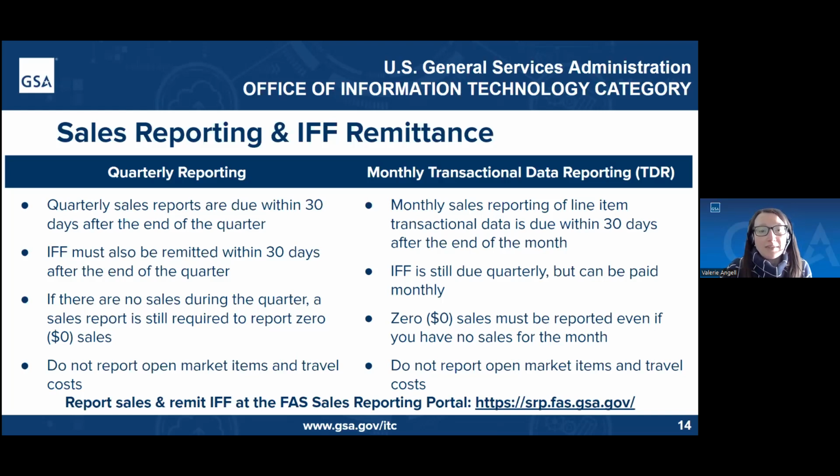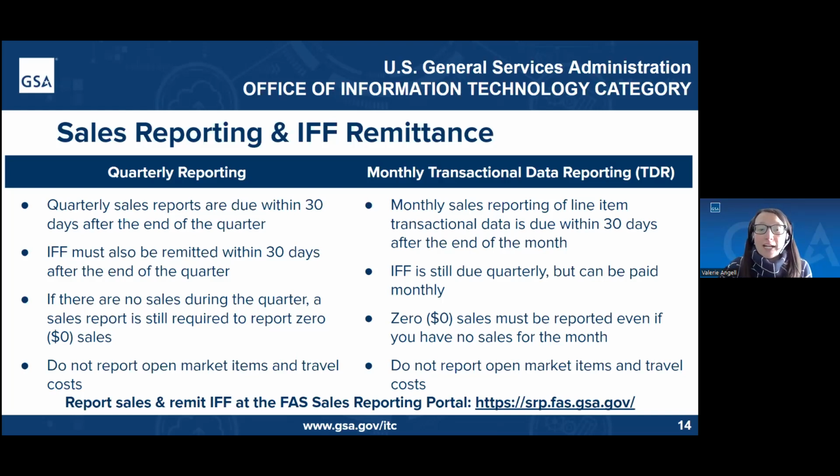Another item to note is that you should not report open market items and travel costs. Okay, so now we will take a look at the right-hand side of the slide. If your contract participates in TDR, this is relevant for you. TDR requires monthly sales reporting of line item transactional data, and it is due within 30 days after the end of the month. So it's not quarterly sales for TDR contracts, it's monthly sales.